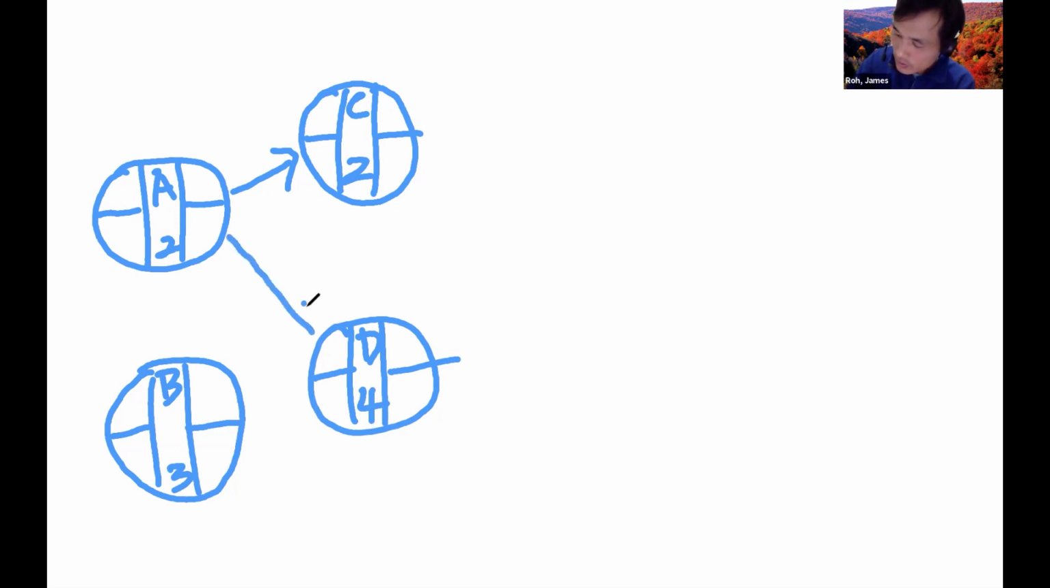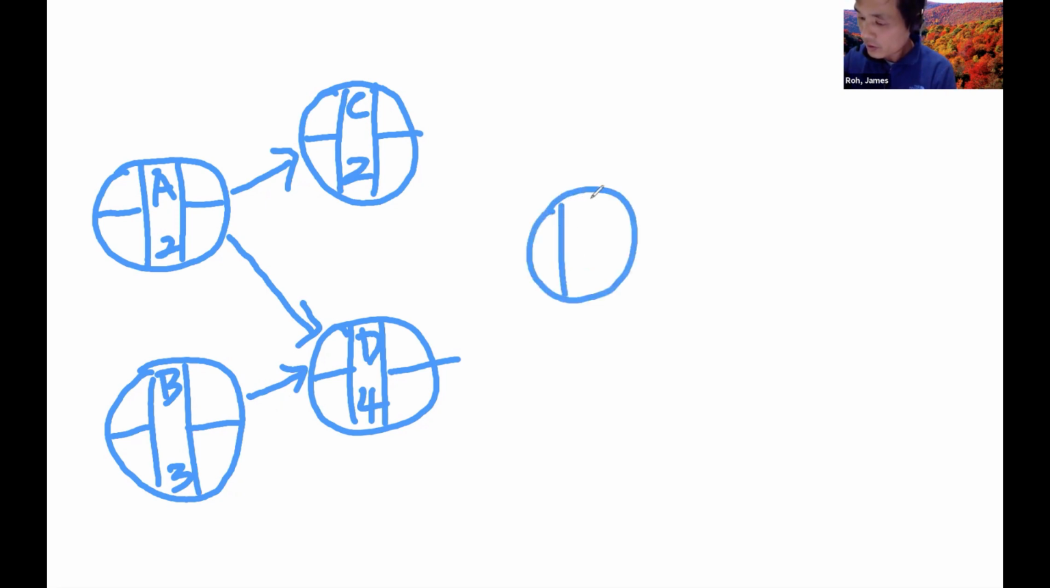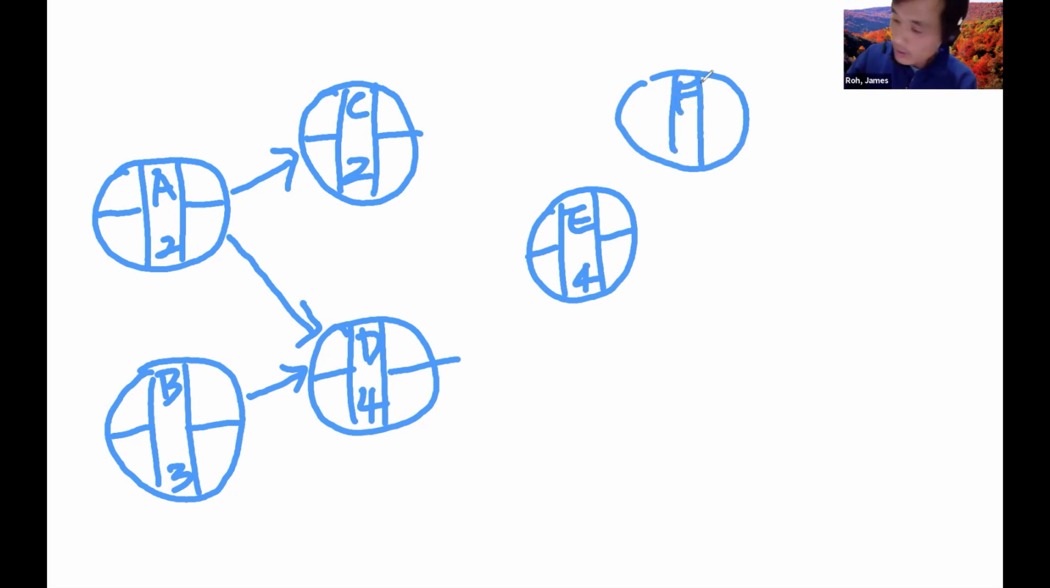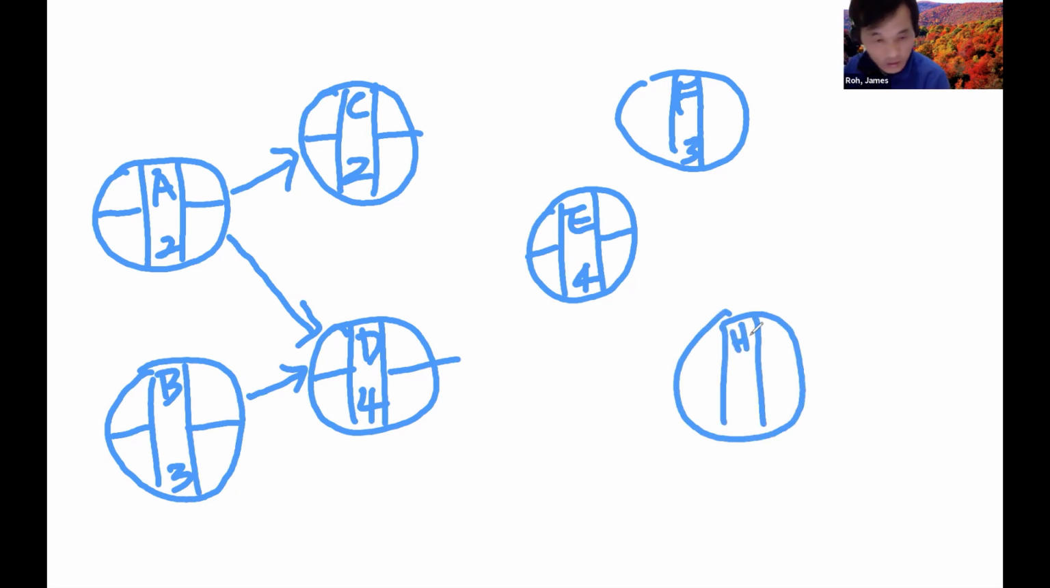So I'm gonna put A and B. And then we have E. So I'm gonna put E here. E takes 4 weeks. And I'm gonna put F here. That's F, and it takes 3 weeks. And then finally H. And H takes, is it 2 weeks?